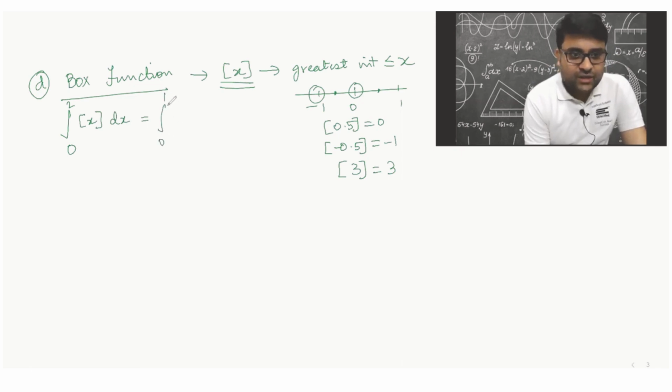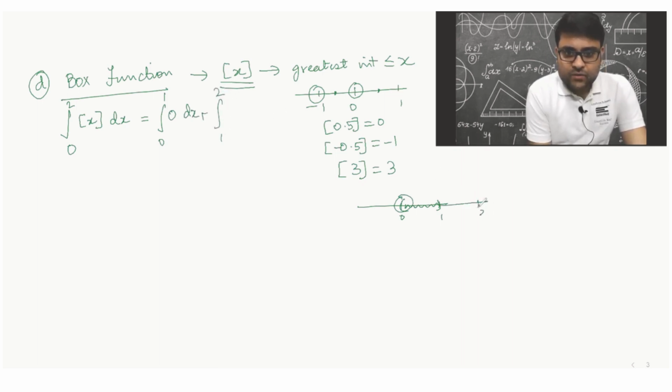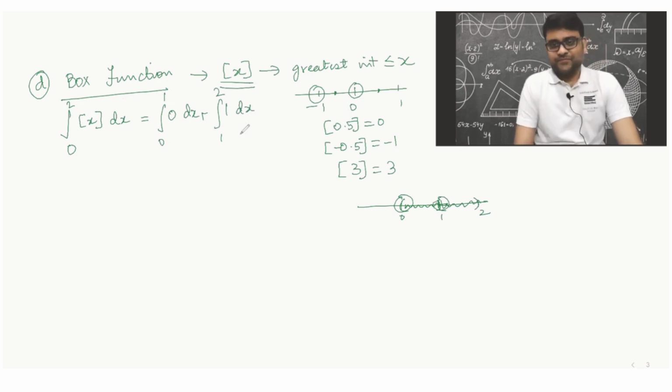So between 0 and 1, I'll get a fraction. So between 0 and 1, if I have any number here, box value will be 0. Between 1 to 2, similarly, any value of x that I have, the first integer on the left will be 1. Therefore, the value of box will be 1. So this is how you deal with box x.